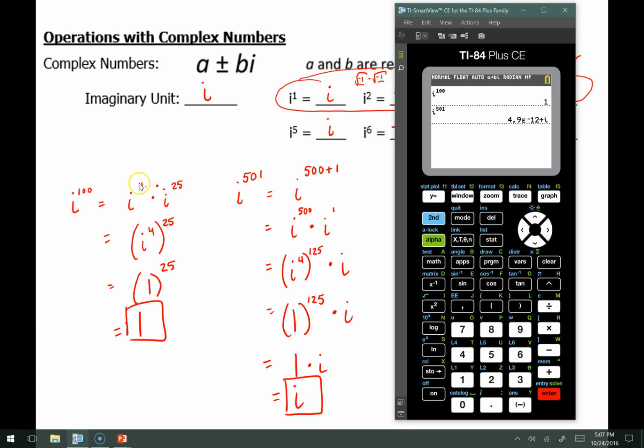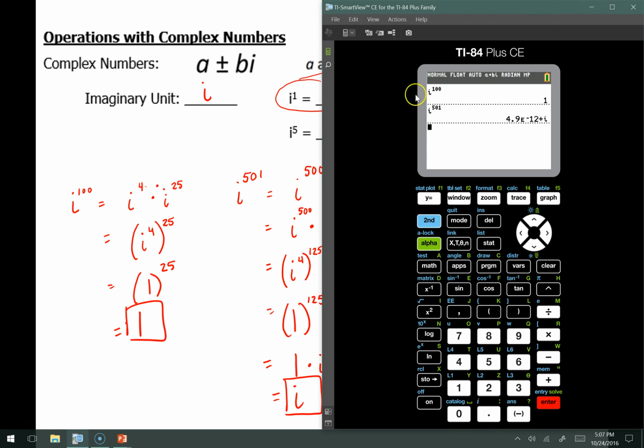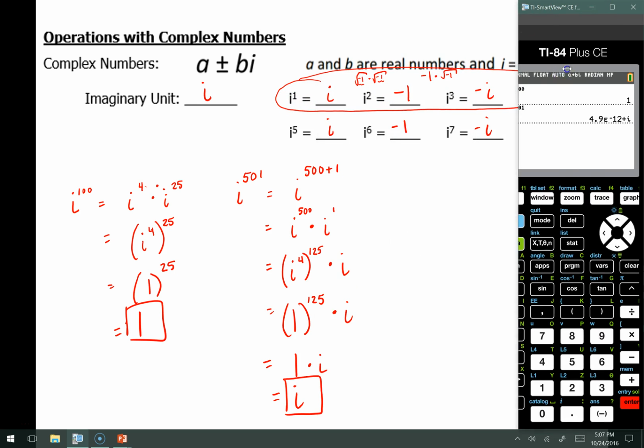So know that these problems where you're raising i to a really big number, if you have access to a calculator and your calculator mode is set to complex number systems, the calculator will solve these for you. Okay, so let's go back to our notes now.